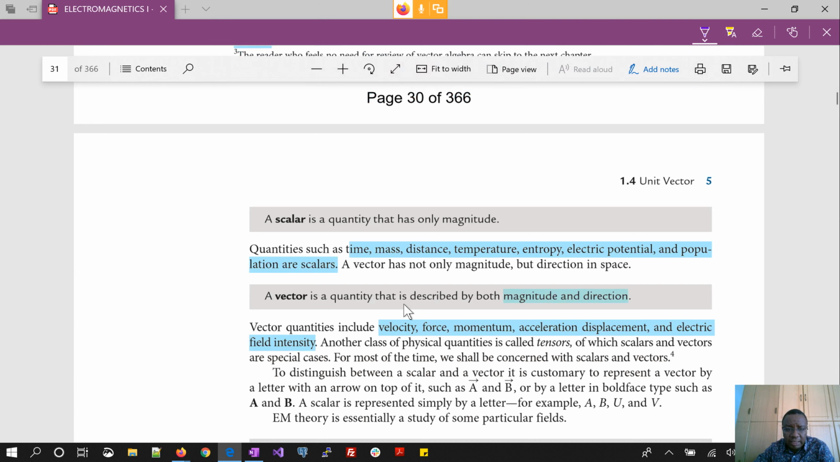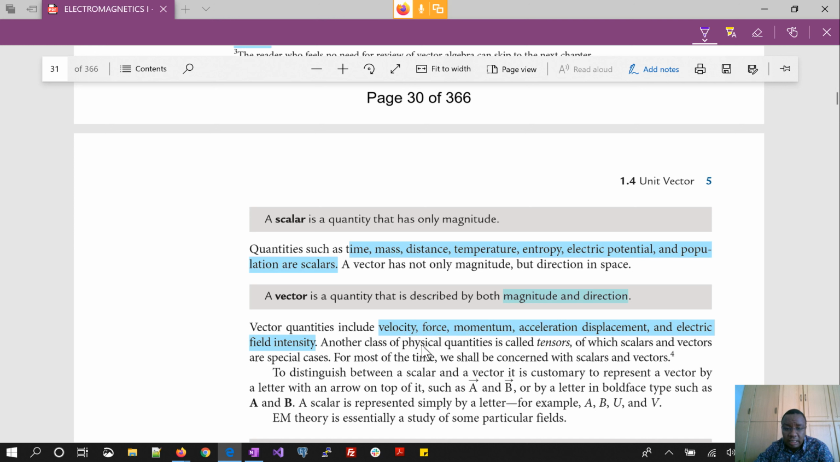Examples of a scalar are mass, time, distance, temperature, entropy, electrical potential, population, just a few of the examples of scalars. And a vector, on the other hand, is the one that is described by both magnitude and direction. And examples are velocity, force, momentum, acceleration, displacement, and electric field intensity.